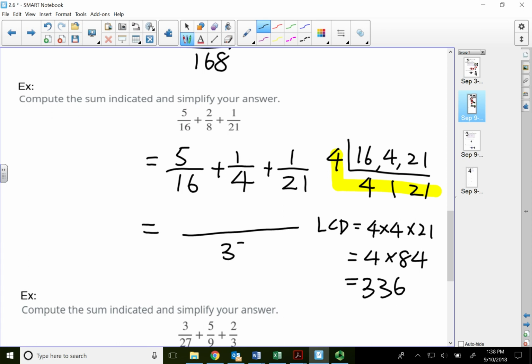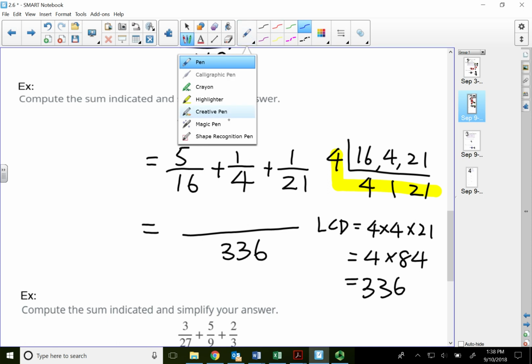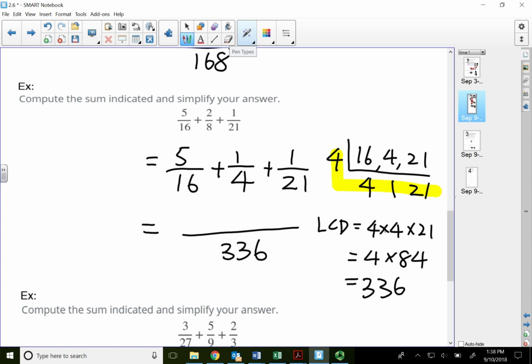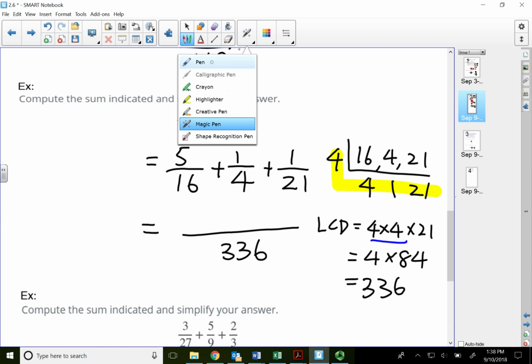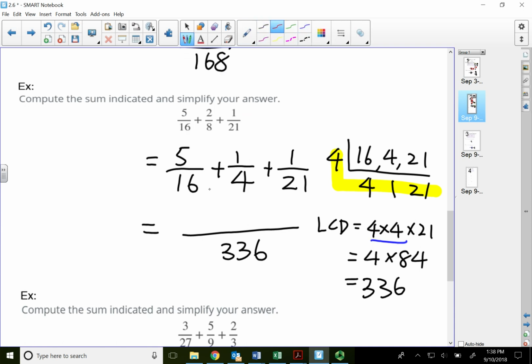But this is actually not as big. 16. So do you see a 16 here? 16 is 4 times 4, right? So 16 will go into 336, got to be 21 times. So I'm going to times by 21 again. 5 times 21, and I believe that is 105.